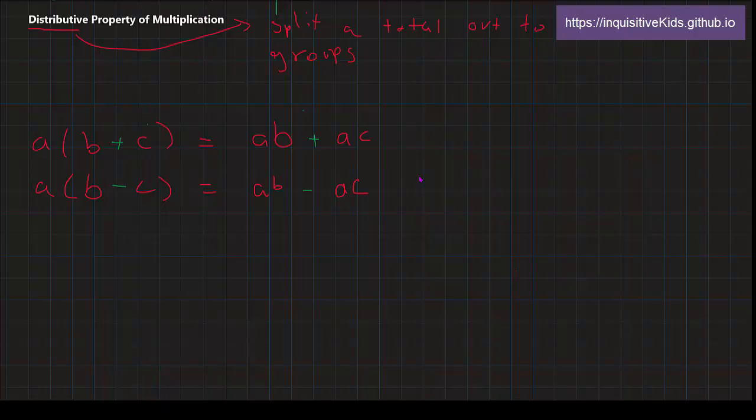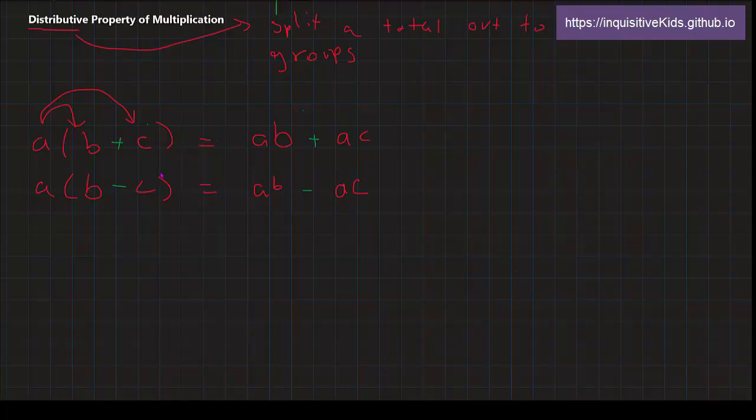So let me quickly explain what this means. As you can see over here, a is distributed into the parentheses. So a times the sum of b and c is also equal to a times the part b, and then you add it with the a times the other part, c.